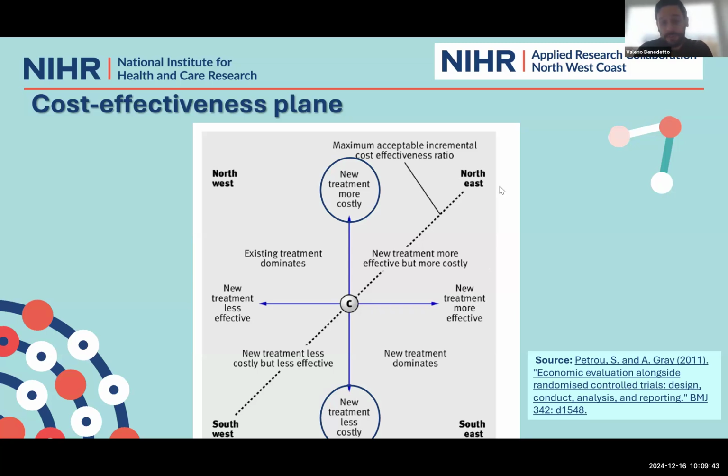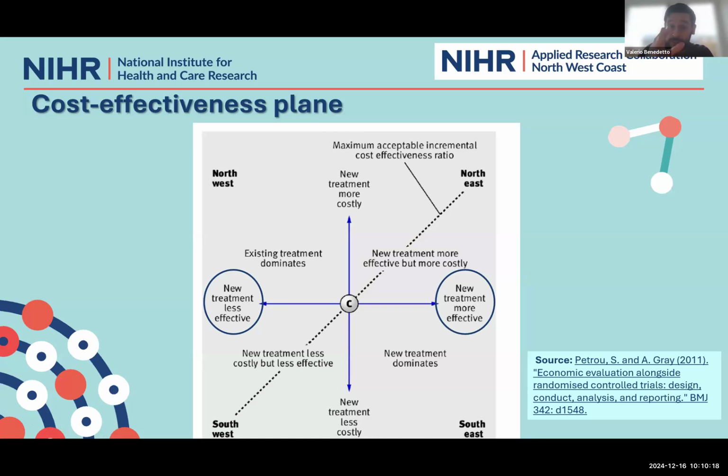Okay, so in terms of the vertical axis, we got the cost. So new treatment might be more or less costly than the existing treatment or usual care. Let's move to the horizontal axis now, where we got the situation where the new treatment might be more or less effective than existing treatment. So if we are on the right-hand side of this plane, the new treatment is more effective. If you are towards the left-hand side of the plane, the new treatment is less effective.